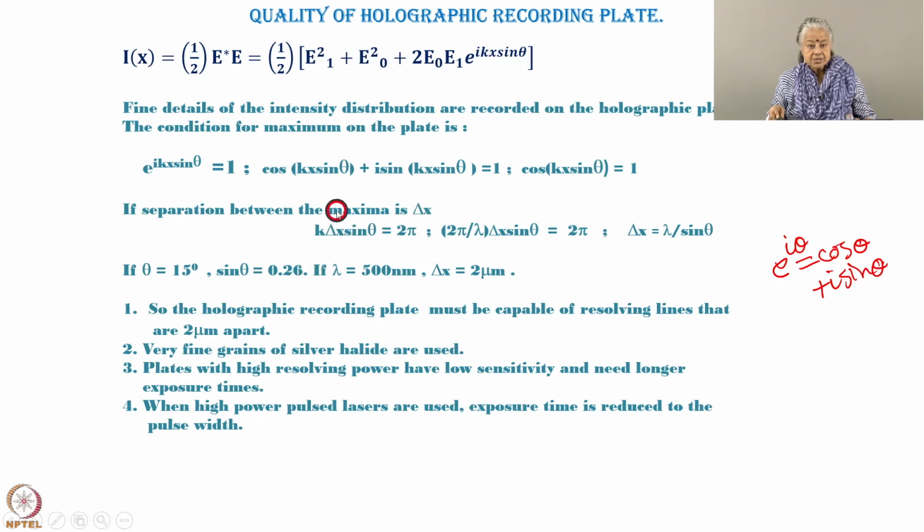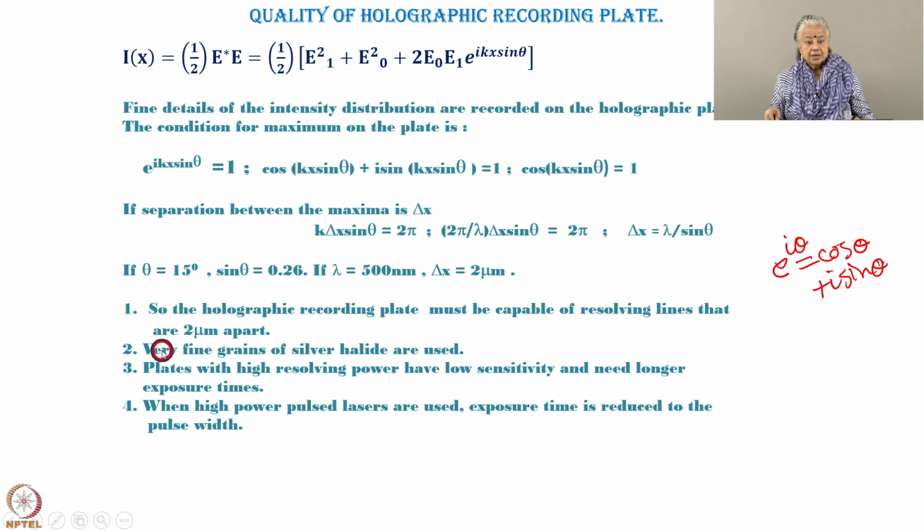Here what I have done is, instead of k x, I have put k delta x. k delta x sin theta should follow this principle of 2 pi. Then only cos of this whole term will be equal to 1. And k, you know, is 2 pi by lambda. So 2 pi by lambda times delta x sin theta is equal to 2 pi. So, delta x is equal to lambda by sin theta.